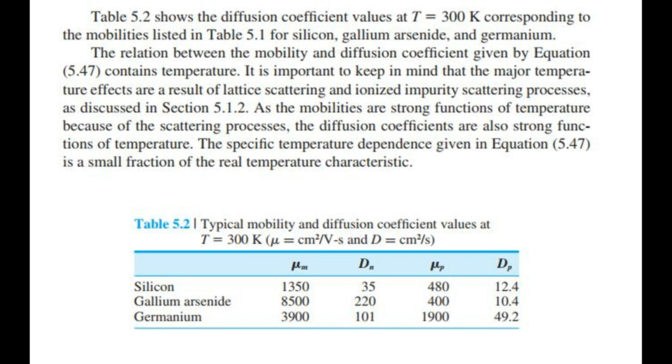Germanium electron mobility 3900 square centimeters per volt-second. Germanium hole mobility 1900. Germanium electron diffusion coefficient 101 square centimeters per second. Germanium hole diffusion coefficient 49.2.